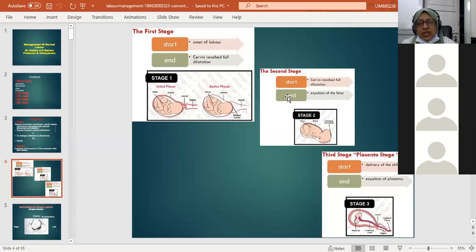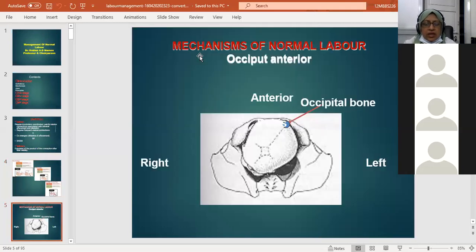And the second stage starts from the full dilatation to the delivery of the fetus. Look at this, there is a full dilatation of the cervix and the baby is going to deliver. Now the third stage is the delivery of the placenta and the membrane. After delivery of the fetus, the delivery of the placenta and the membrane is known as the third stage.